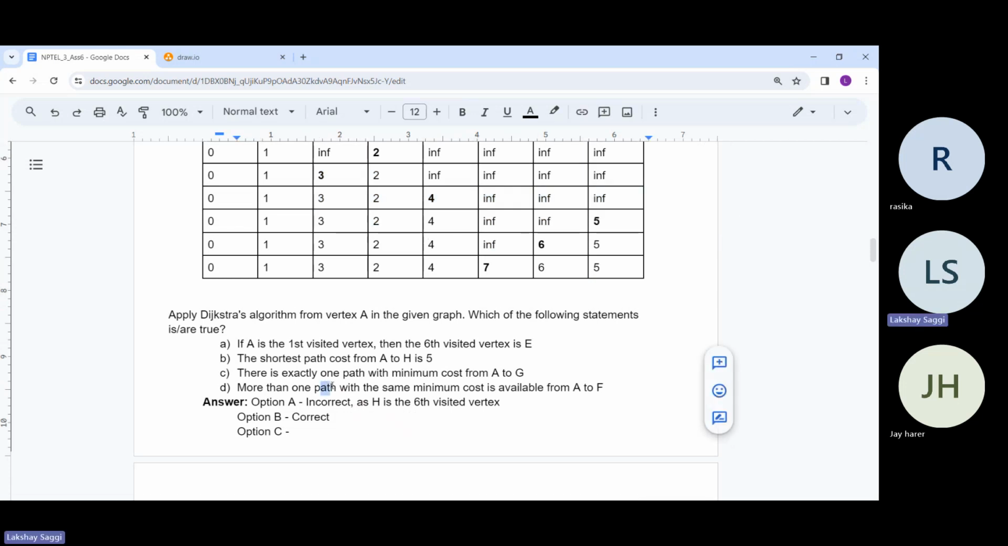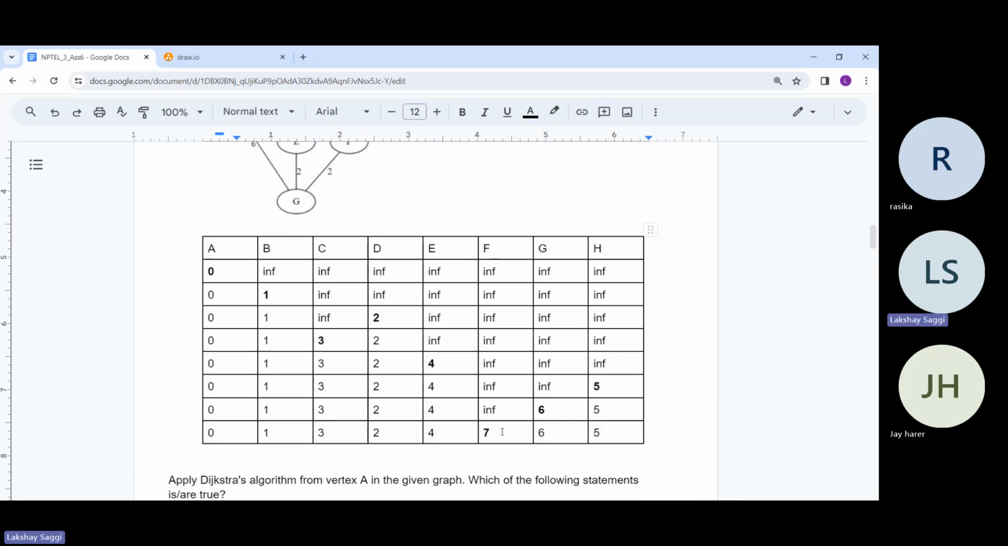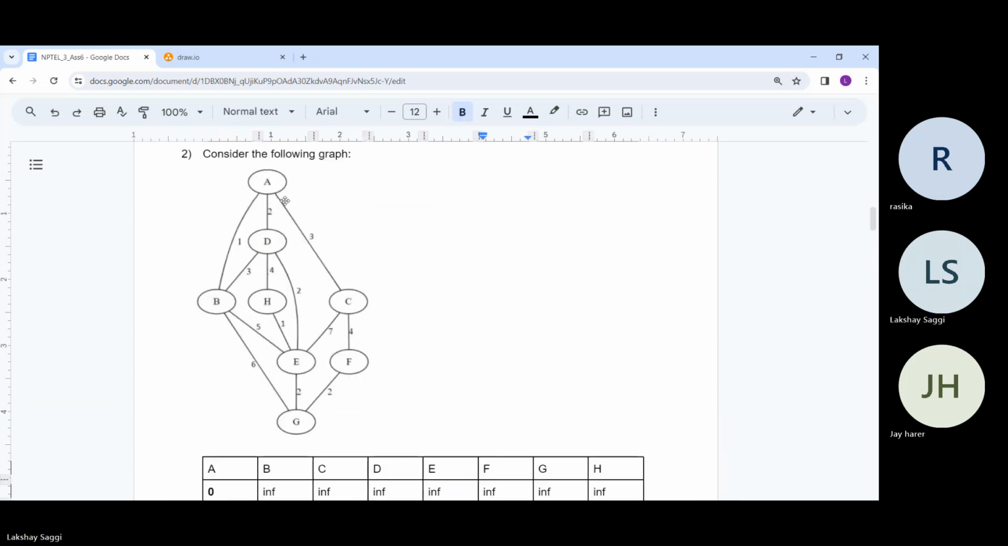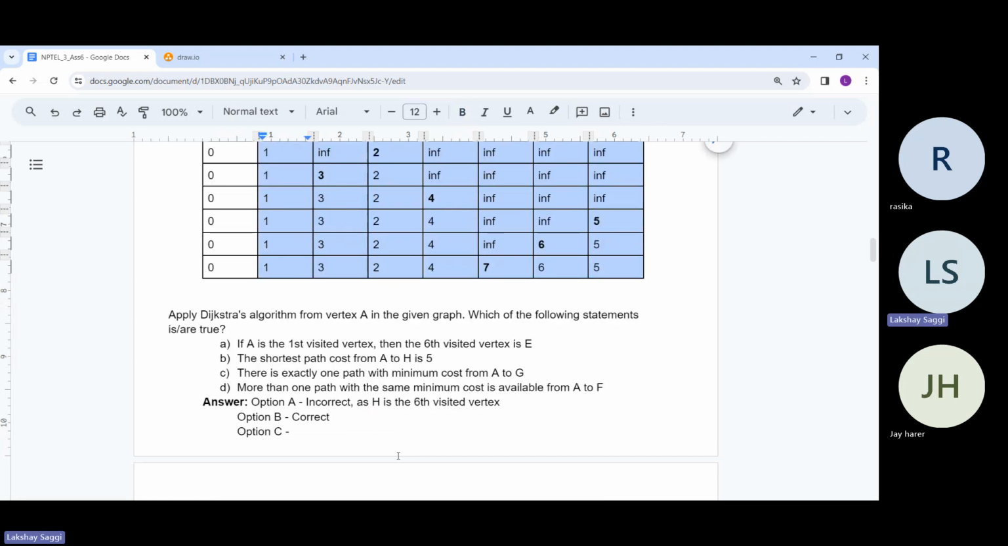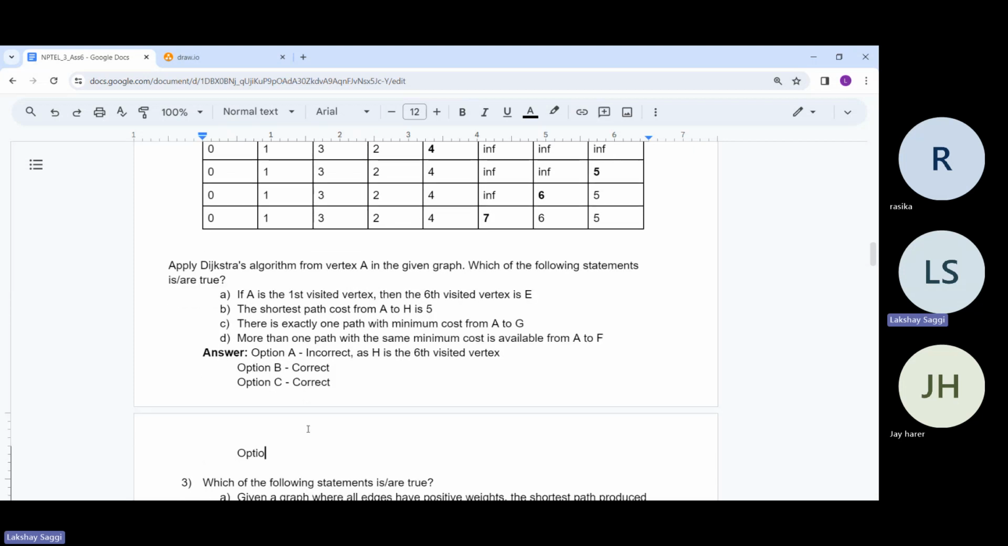Similarly, option D says more than one path with the same minimum cost is available from A to F. So A to F has a cost of 7. This is the only path, A, C, and F, which has a cost of 7. And you can't find another path which will have a cost of 7 from A to F, because for it we needed some tiebreakers in our algorithm, but we did not have any ties. So option C is correct as there is only one path, and option D is incorrect.